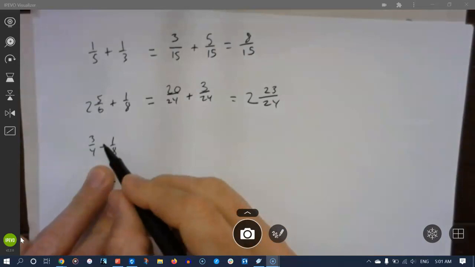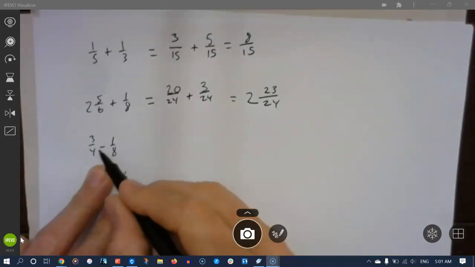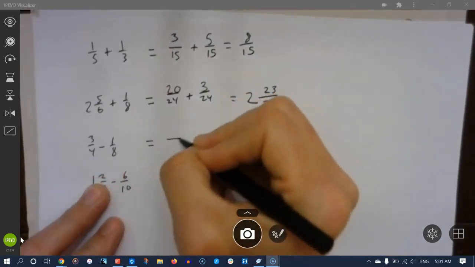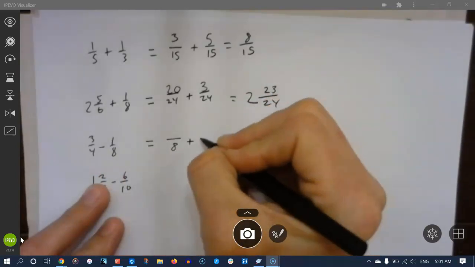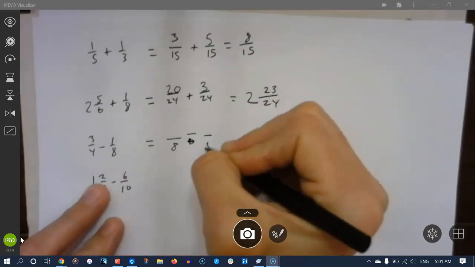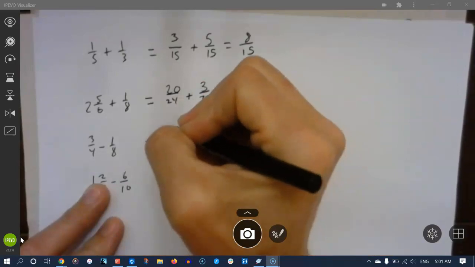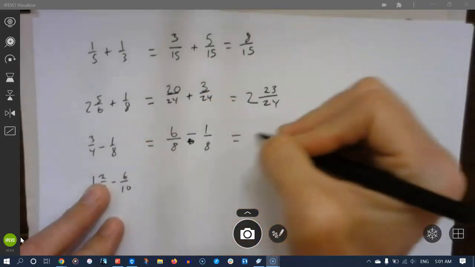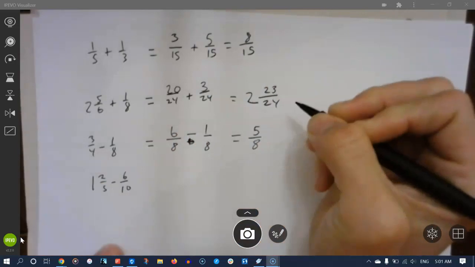This one is 3/4 minus 1/8, so I have to see that minus there. So I'm changing these to eighths. Oops, I put a plus there. So this is 6/8 minus 1/8, which is equal to 5/8.